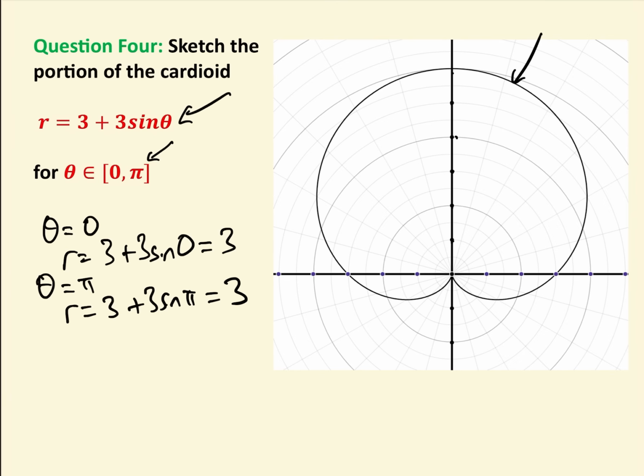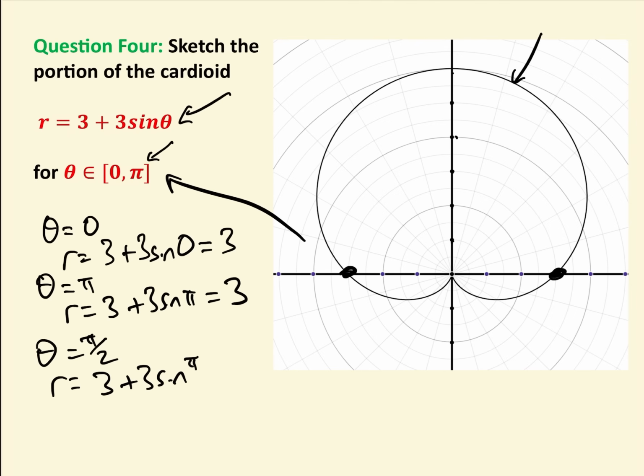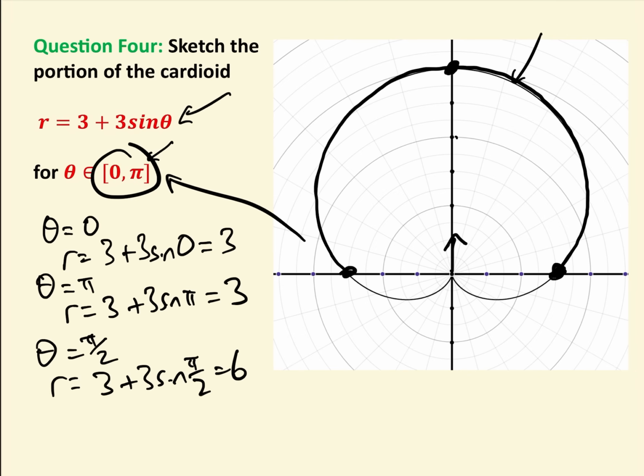So we know that it starts here, and we know that it finishes here for this portion, but which bit of the curve is it? Well, to do that, we have to find a point in the middle. Let's say, for example, theta equals pi over 2, and let's see what r would be equal to there. It would be 3 add 3 sine pi over 2, which is equal to 6. So clearly, when theta is pi over 2, i.e. this bit, it is here. That would be pi over 6. So therefore, we know that the portion of the cardioid we need to sketch starts here, moves around here like this, and goes around to there. And that is the portion of the cardioid between 0 and pi.